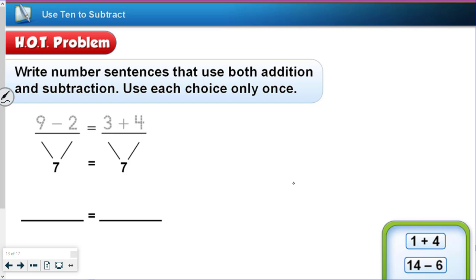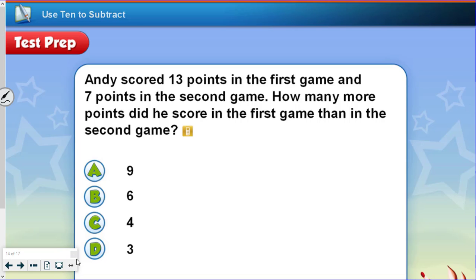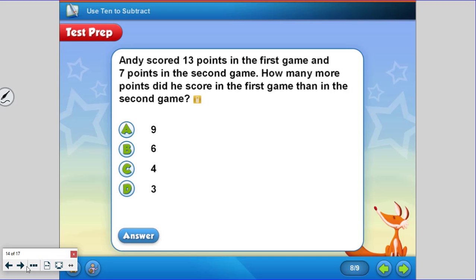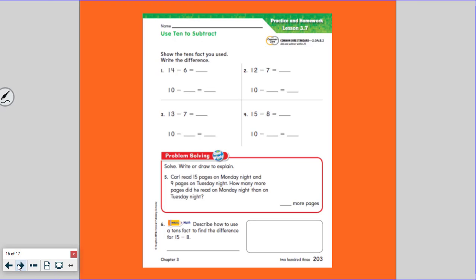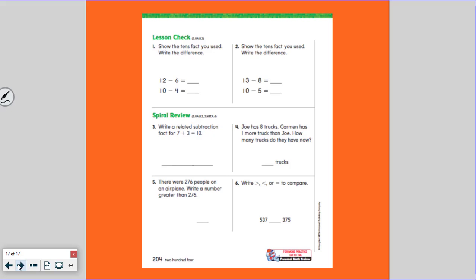And then we'll go on to your homework pages. So you're going to do page 203 and 204. Okay? Good luck.